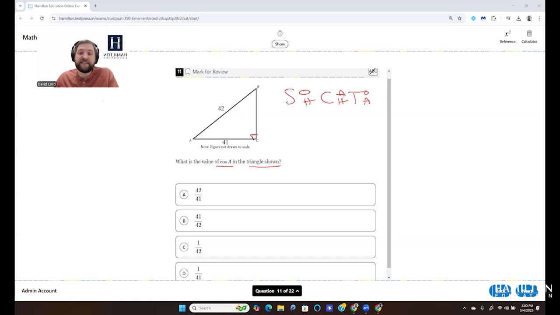cosine is the adjacent side over the hypotenuse. So hypotenuse must always be opposite the right angle, so we know that the 42 must be the hypotenuse. And because we're doing angle A, 41 is the adjacent side. And then BC would be the opposite side. So in this case, they gave us exactly what we need to find the cosine of A. The cosine of A would be 41 over 42, and B is the answer.